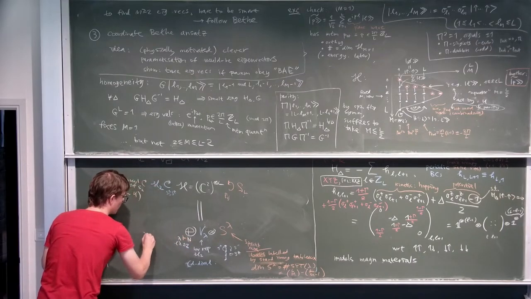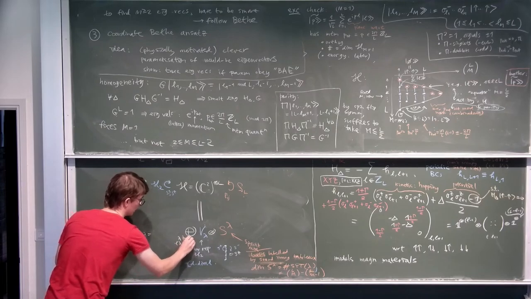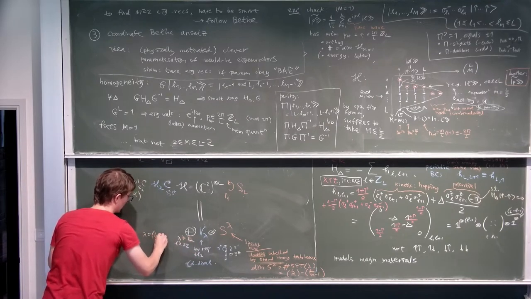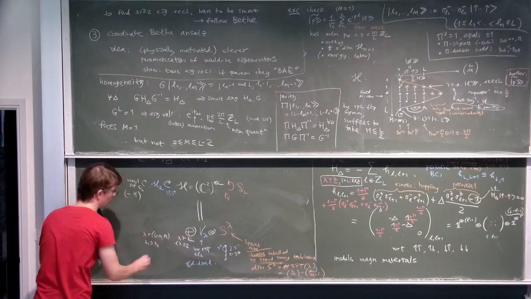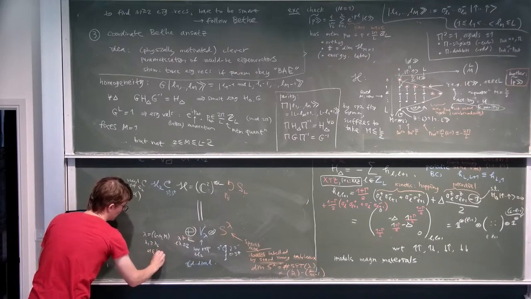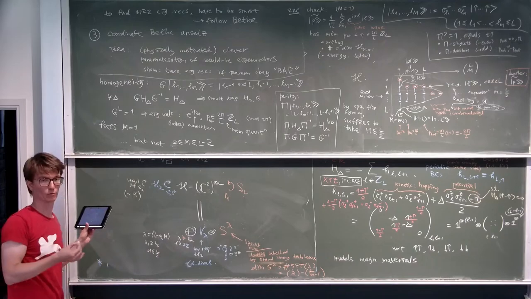Oh, sorry, N is L. And concretely, it means that I can just write my partition like this, where the highest weight condition says that lambda 1 should be larger than or equal to lambda 2, and this is this condition that M should be at most L over 2, the equator condition.